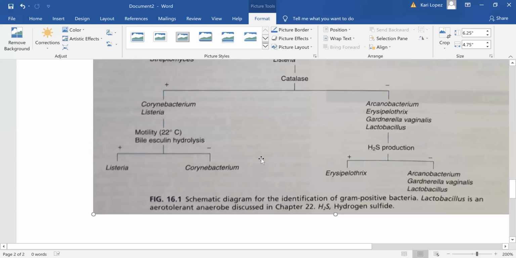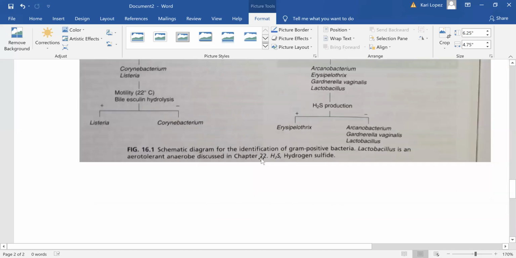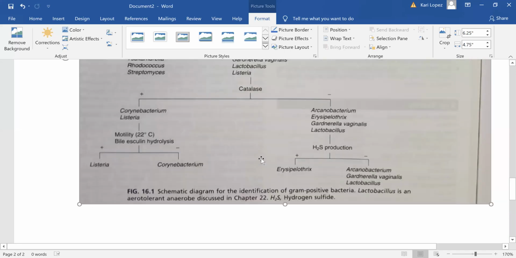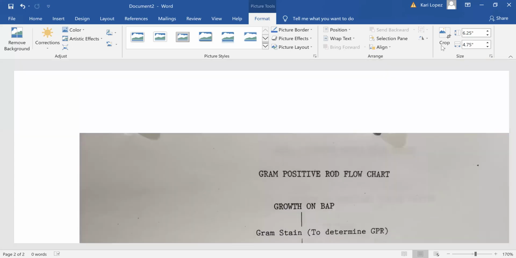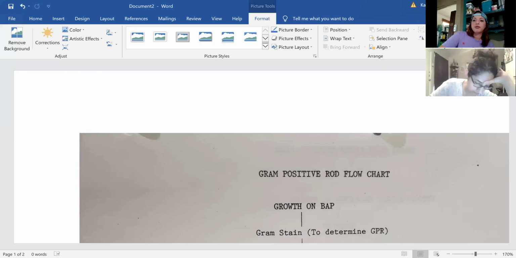But I love the flow charts just because I think it's easier than sitting there and memorizing all these different reactions for every given species. I mean, there's not enough time in the world. Well, maybe in the world, but not always.